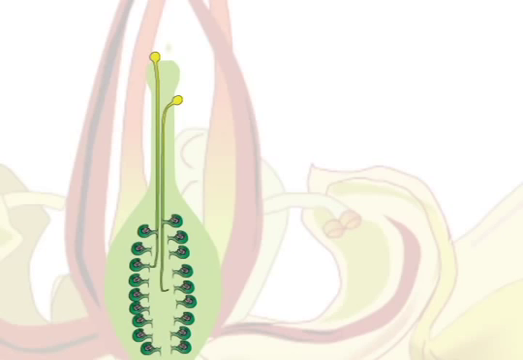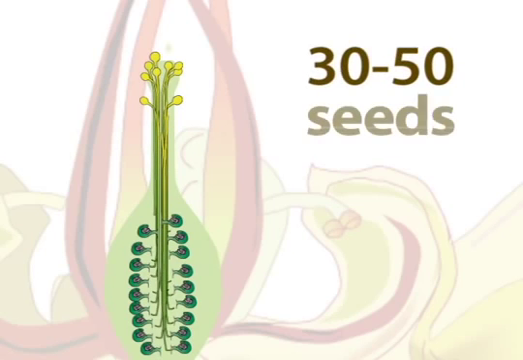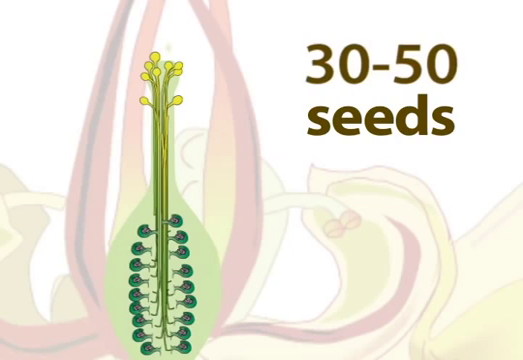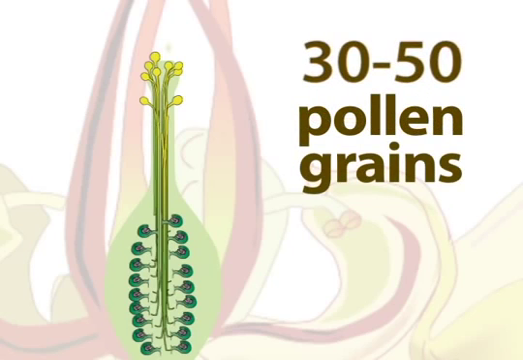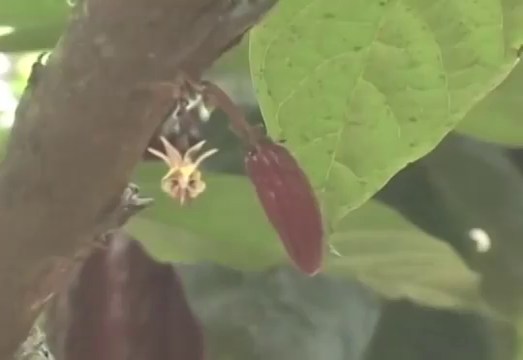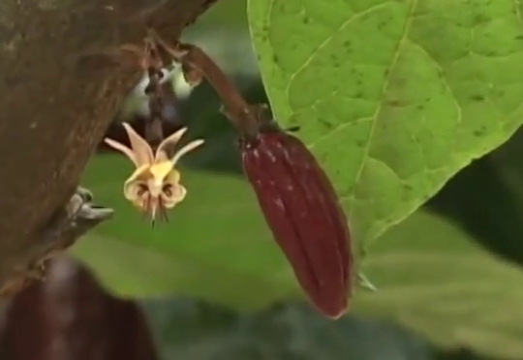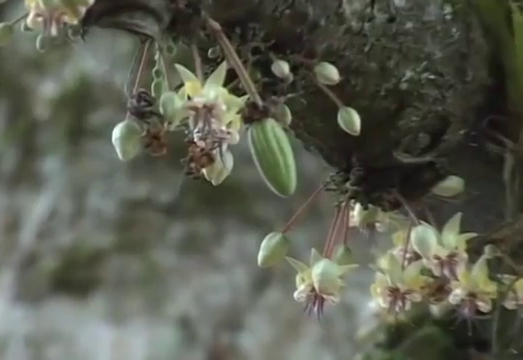A fruit contains between 30 and 50 seeds. This means that between 30 and 50 pollen grains join together with an equal number of ovules. Once the ovules have been fertilized, the ovary begins to grow to make room for the seeds. This ovary becomes the cacao pod.